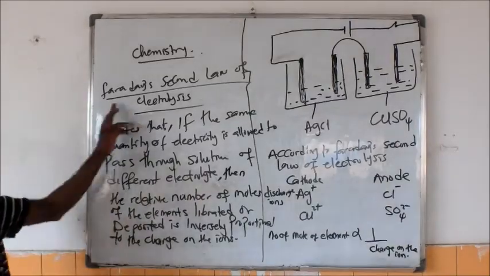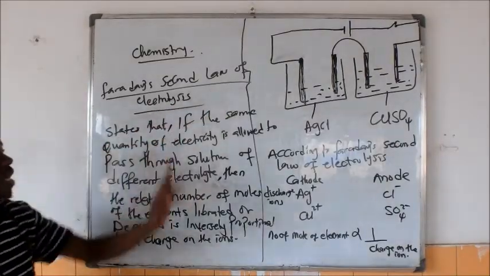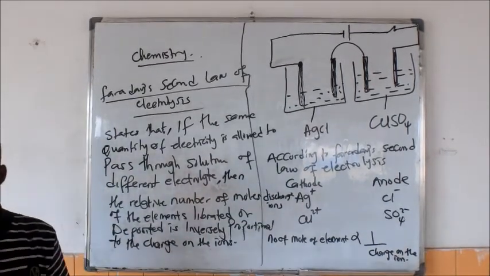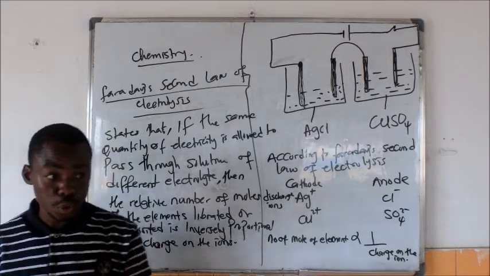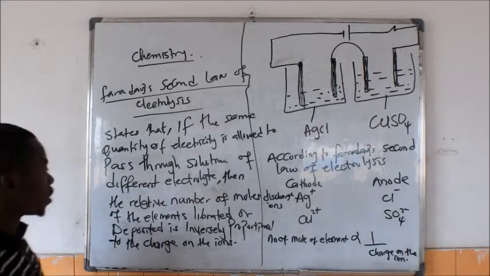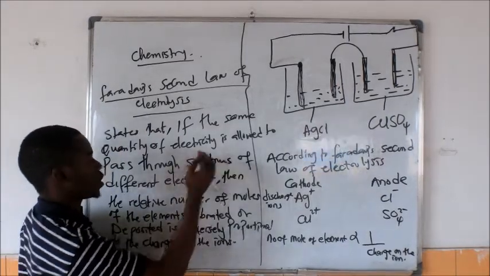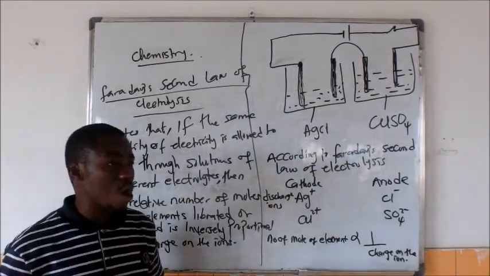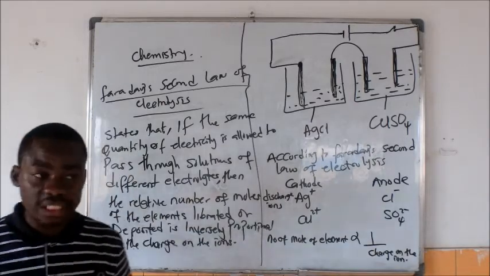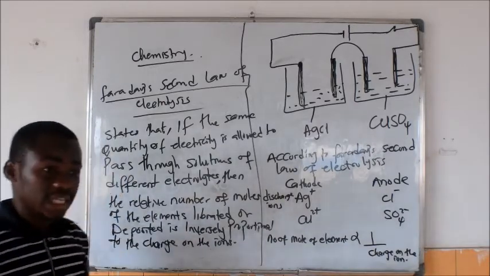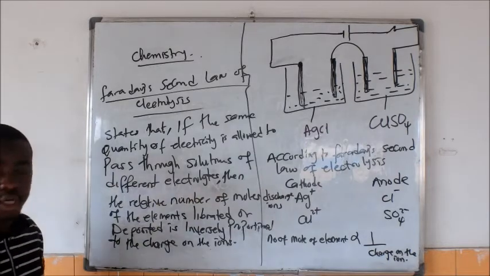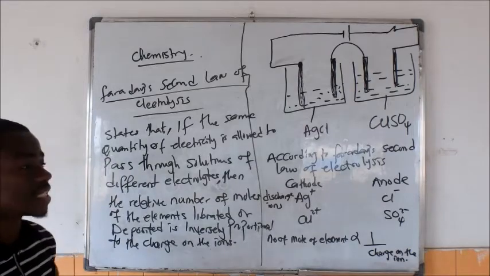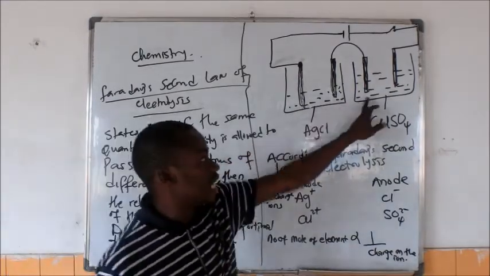Now, we'll be looking at Faraday's second law of electricity, which states that if the same quantity of electricity is allowed to pass through solutions of different electrolytes, then the relative number of moles of elements liberated or deposited is inversely proportional to the charge on the ions. What we are saying is that let's assume you have two different electrolytes like this.